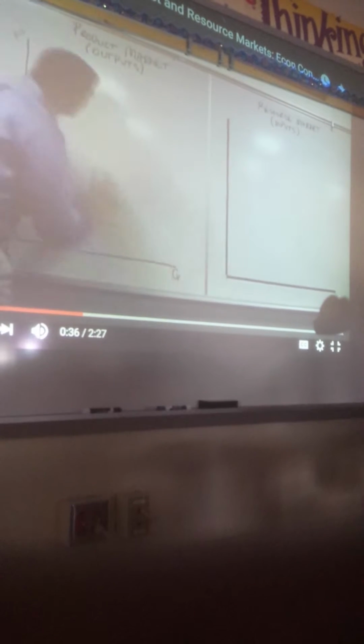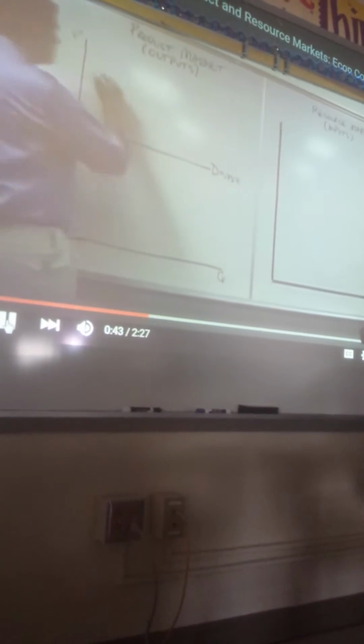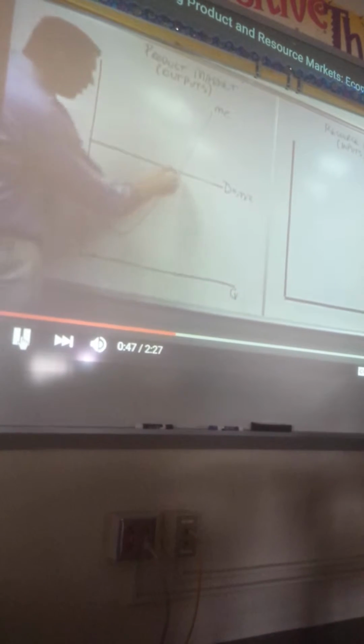Over here, take a look. You know right here, it's price and quantity. It's price and quantity of outputs. The price is set by the market. Demand equals marginal revenue. Marginal cost goes up and down. Looks just like this. That's an easy one. You know, a firm.